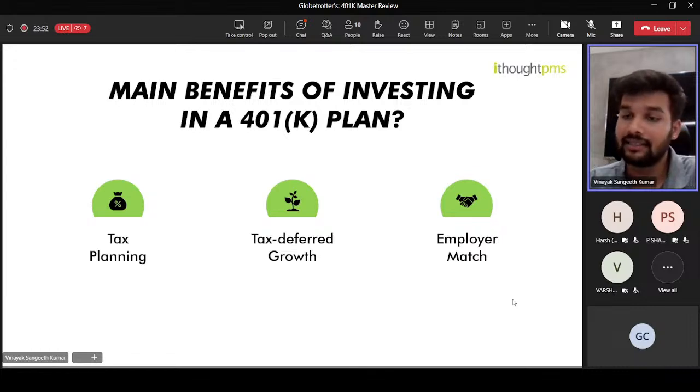So one thing is you are not paying any taxes on whatever growth is happening in the portfolio, but during retirement, you'll have to pay tax on that. Apart from that, there is also one more option. It would be after-tax dollars.